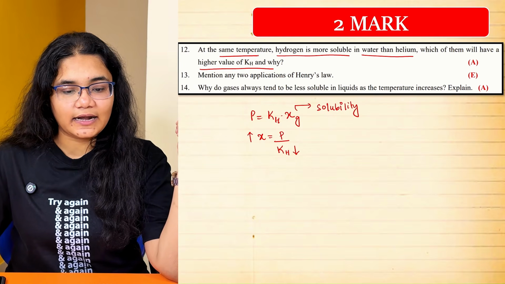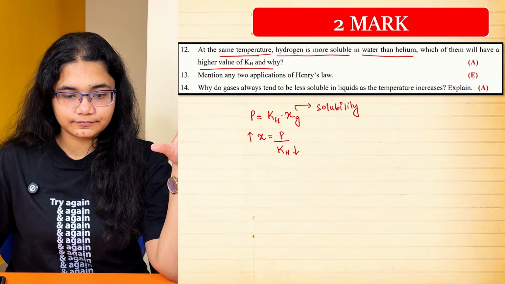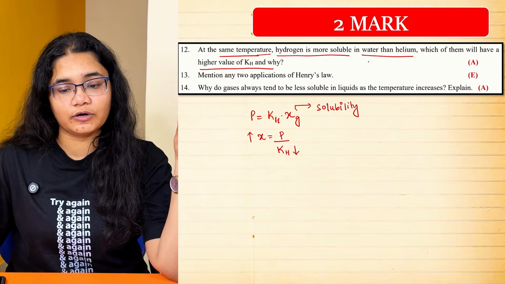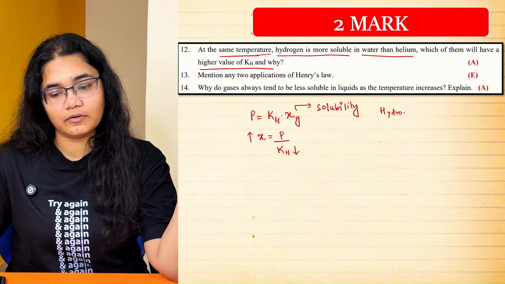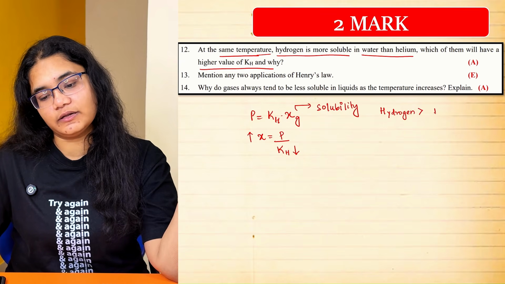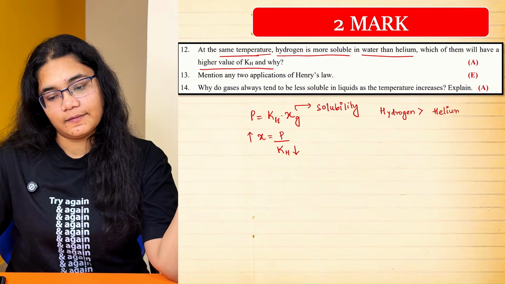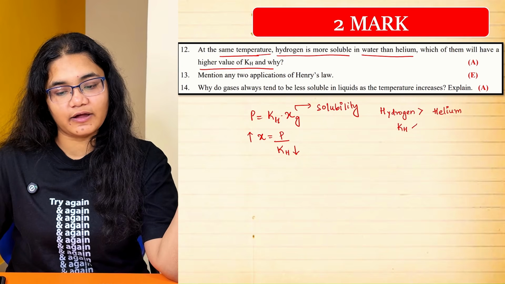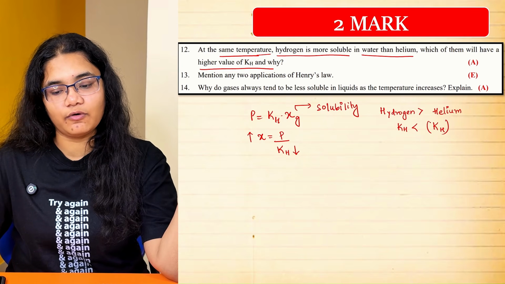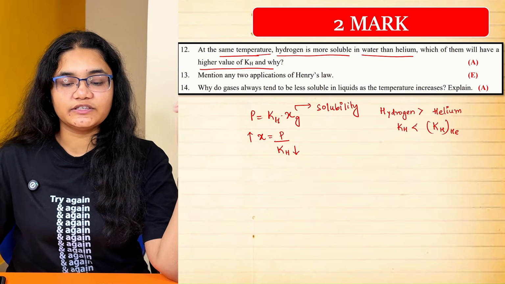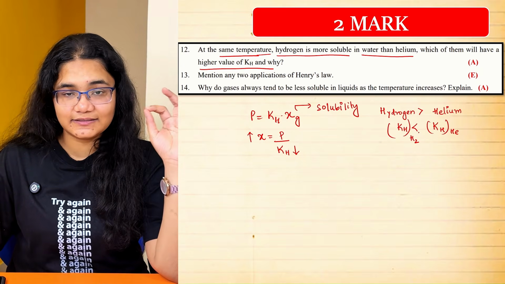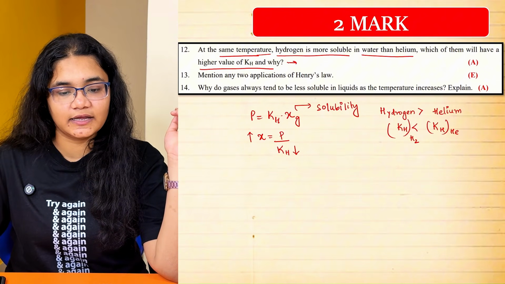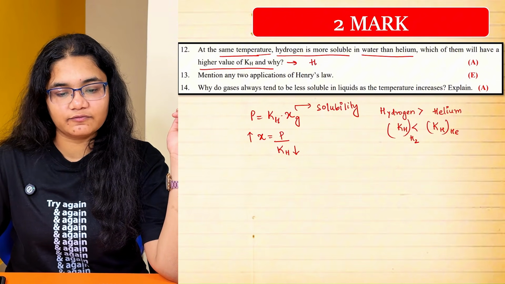So we can say that at the same temperature, hydrogen is more soluble in water than helium. What I'm saying is hydrogen is more soluble than helium. That means the KH value of hydrogen is less than the KH value of helium, right? Whichever is more soluble will have less KH value. So obviously, the answer here is a higher value for helium.